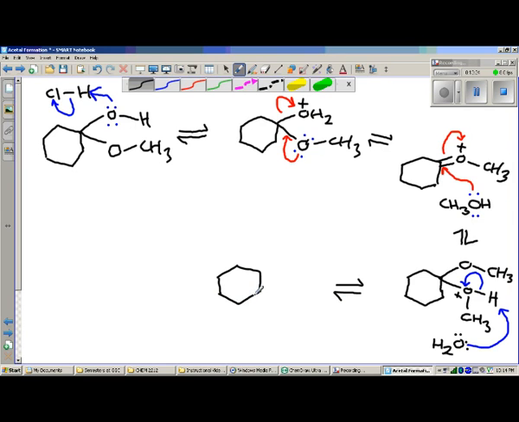Bingo. We did actually get there. We have one OCH3, and now we have two OCH3s. This is our acetal.